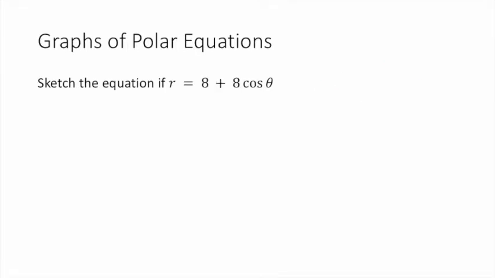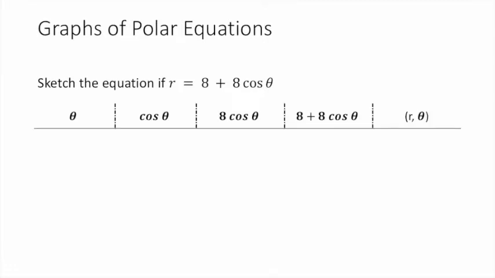Okay, for the second example, I will use the equation R equals 8 plus 8 cos theta. First we have to know the coordinates, so I will make this table. First, there is theta, cos theta, 8 times cos theta, 8 plus 8 cos theta, and the final coordinate.